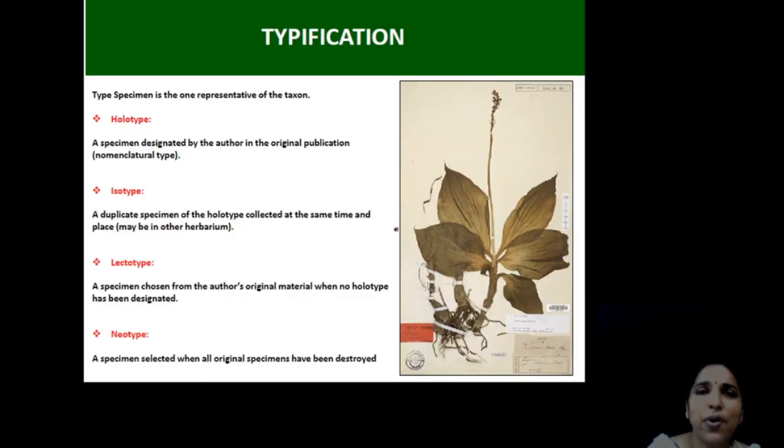So, I hope you understood well. So, here you can see a brief account. What is holotype? In brief, a specimen designated by the author in the original publication. Isotype, a duplicate of holotype. Lectotype, when holotype is lost, he will take isotype, and from isotype or from others designate, that is lectotype. Neotype, everything lost, a new material. So, this is a herbarium sheet designated as type.